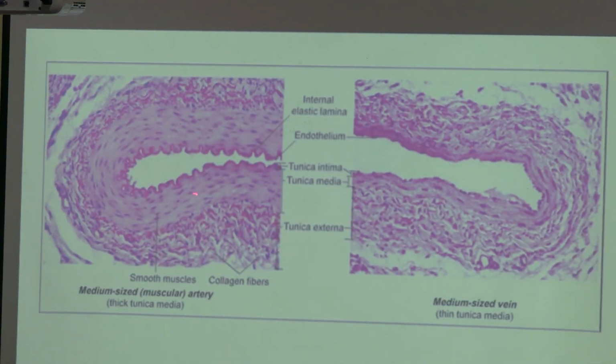This is the original histological diagram. Ignore this part, this is for a medium-sized vein. So you can see the tunica intima. Then see, this is the tunica media, and this is the tunica externa, or you can say tunica adventitia.